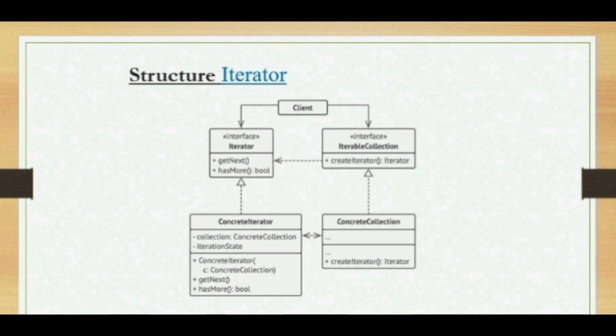So now I will explain how it works. The client requests an iterator from a concrete collection by calling createIterator. The concrete collection returns an instance of the concrete iterator. The client uses the concrete iterator to traverse the elements in the concrete collection. The concrete iterator keeps track of the current position and provides access to the elements sequentially through the getNext and hasMore methods.